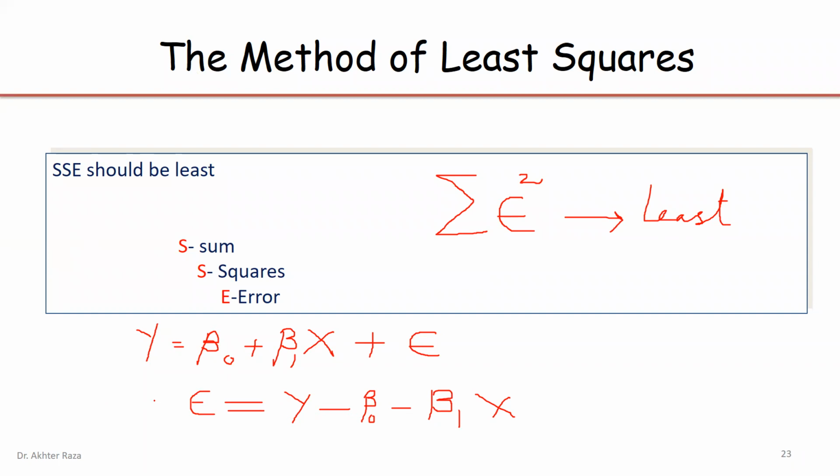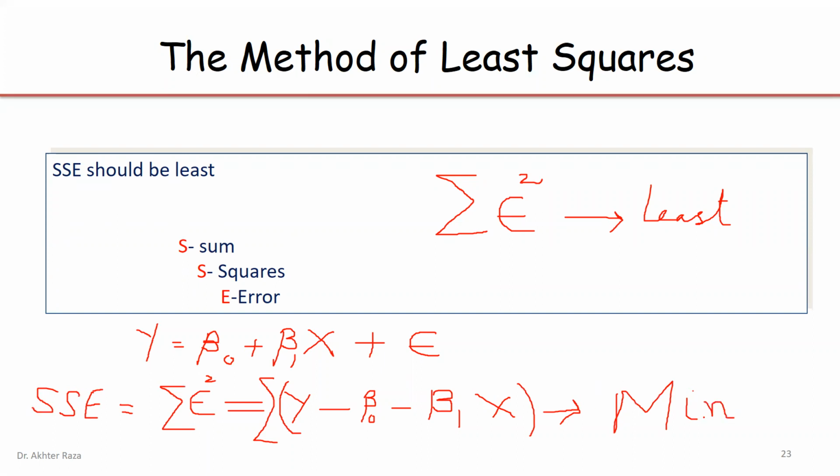This is error. If we take the square of error, so we take the square on both sides, this is called error square. And if we take the sum on both sides, this is called SSE. Now the SSE is quite simple. You have to calculate the error, then square the error, and then sum the error. According to least squares, this is minimum, or least, for the best fit line.